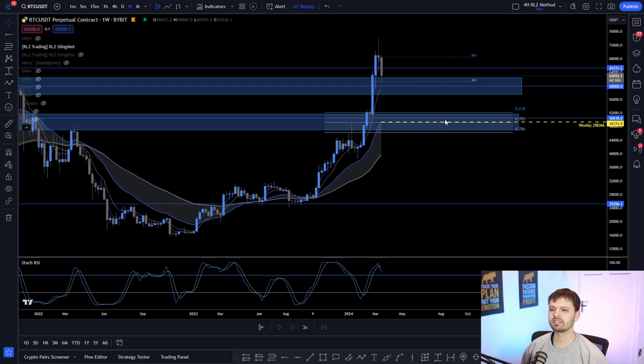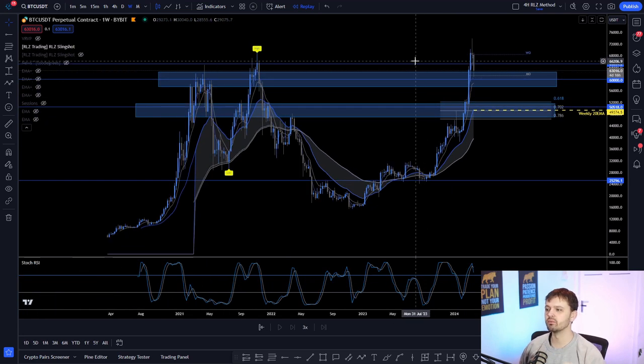We can only look at price action and say that, you know what, this weekly candle, if it's going to close somewhat like this one, is quite bearish, and it might be the start of a bigger move to the downside.